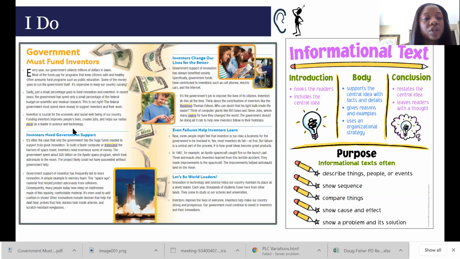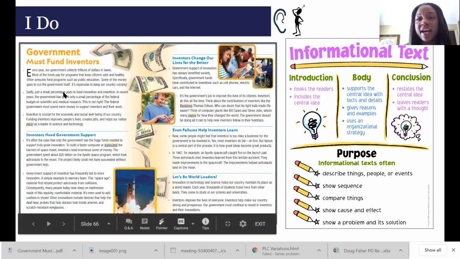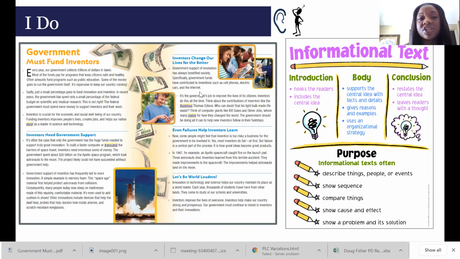But what I was going to also include is when he talks about funding inventors improving people's lives, creating jobs, and helping our nation, he gives examples. So if we were going to write a full central idea statement, we might say the federal government must spend money to support inventors and their work because inventors improve lives, create jobs, and help our nation. So that is the full central idea. Each section is probably broken down to show how they improve lives, create jobs, and help our nation.